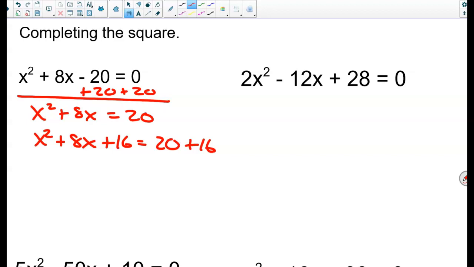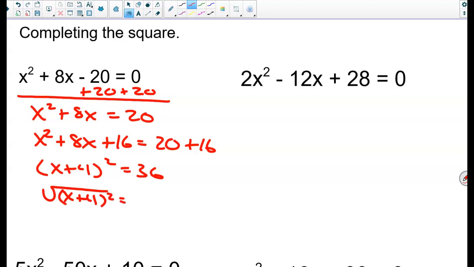Now I factor what's left. You can factor it, but it will always be a binomial squared when you take half the middle term and square it. And it's always going to be the same sign as half the middle term. So it's x plus 4 squared equals 36. Now it's two more steps. We've got to get rid of the square.